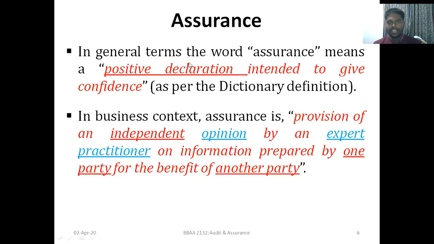This is the first one. Assurance means the provision of an independent opinion by an expert practitioner on information prepared by one party for the benefit of another party. Just read and understand. Don't try to memorize, because that's a big problem. Before you memorize the particular things, try to get to know what the definition says. Try to understand thoroughly. Then you can memorize.